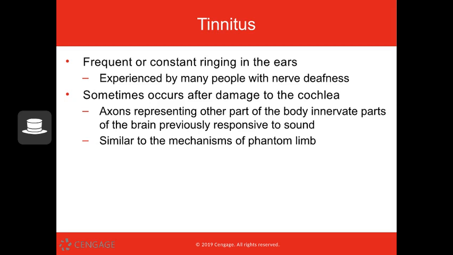This is similar to the mechanisms of phantom limb. So you are missing maybe your left arm, but because you're receiving signals from other parts of the brain or from the body to the brain, then you might feel like your left arm is itching, even though it's not itching. So tinnitus is like a phantom limb itch for a specific frequency hearing range.